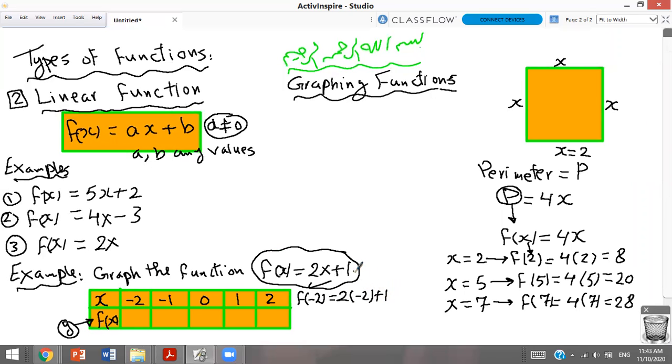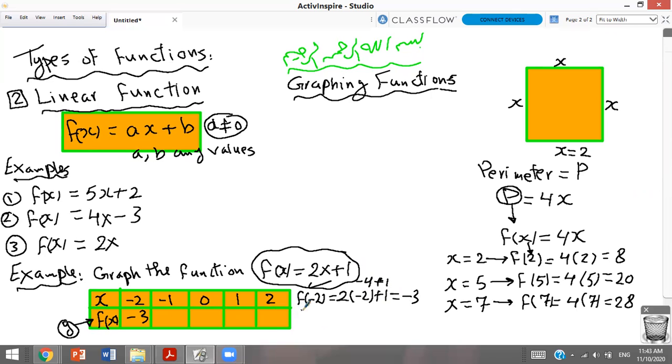Then 2 times -2 will be what? Negative what? -4 plus 1. What is the result? -4 plus 1, it will be what? -3. Okay. What about -1? It will be what?